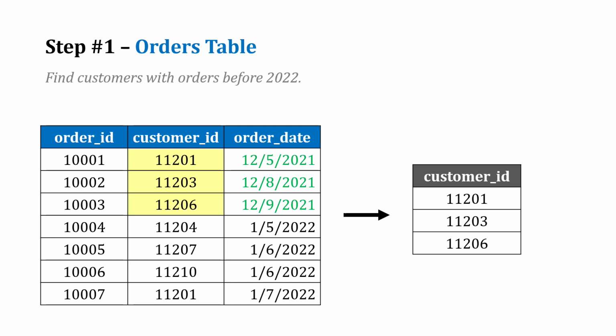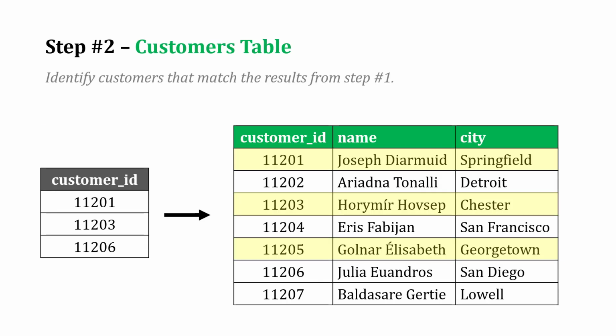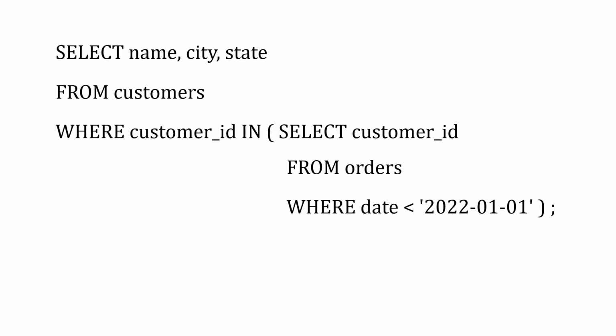So here's step 1, finding customers with orders before 2022. So I go to the orders table and I query the customers with orders before that date. It looks like there's 3 of them, and I produce the results. And then what I do is I take those results to help me with the next step, identify customers that match these results from step number 1. So I look at the results, go to the customers table, and match those customers that meet that condition. So this is what it could look like here.